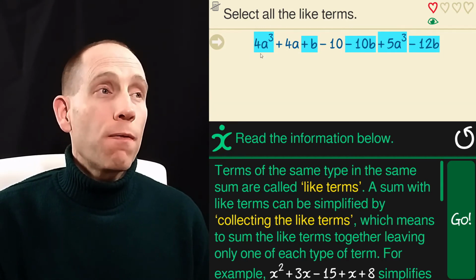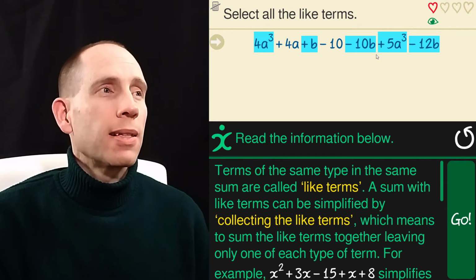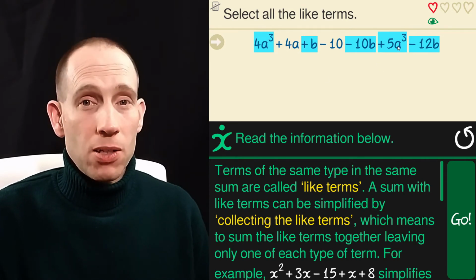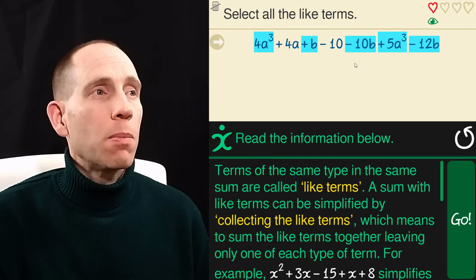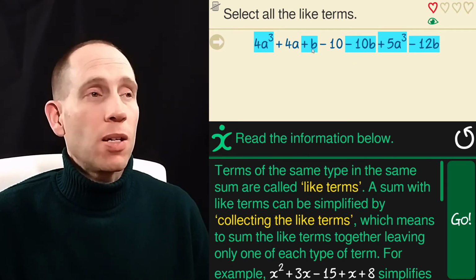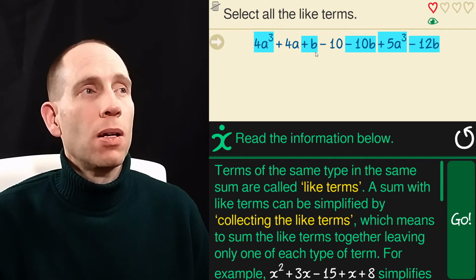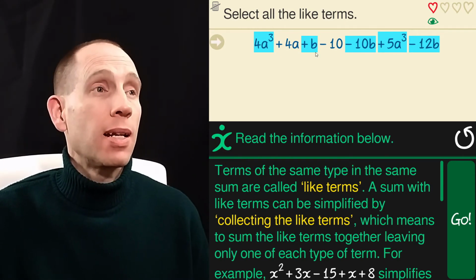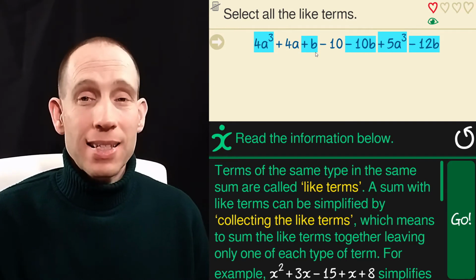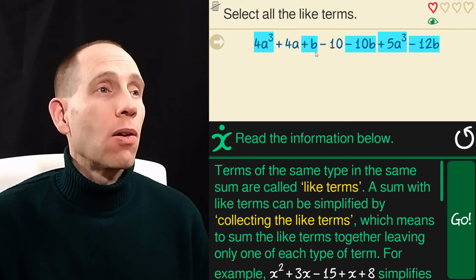So all 5 of those aren't like terms, but the a cubes are the same type of term as each other. And then you've got minus 12b, minus 10b, and plus b. They're the same type of term as each other. So they're all the like terms within this sum. And being able to spot those like terms is quite important, as we then need to start collecting the like terms, which is something we're going to start looking at soon.